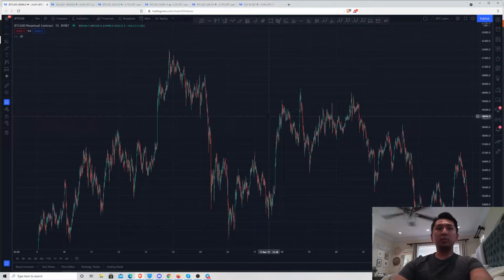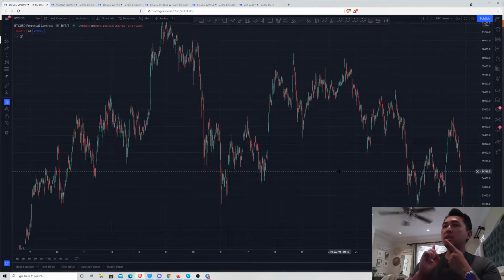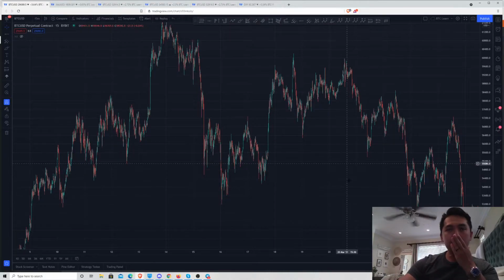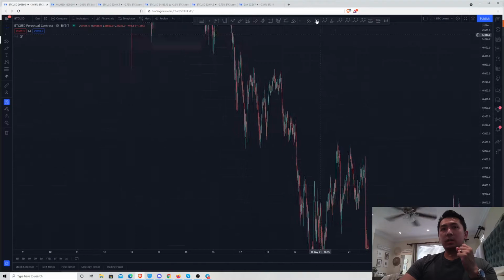So the swing failure, why is this so effective? Even if you only hit like 50% on these swing failures, your stop loss is so close that your risk to reward ratio is absolutely astronomical. So for Bitcoin, what are my take profit targets?